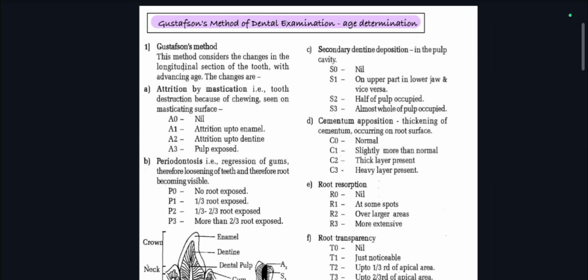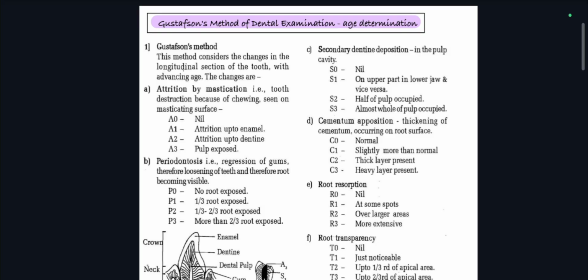So what are the 6 points in this question? Very first thing, you just have to define what is Gustafson's method. It is nothing but observing and studying the longitudinal section of teeth or tooth. Then we have got 6 points in it. Number 1 is we just have to take care of mastication, which is chewing process. Number 2, regression of gums.